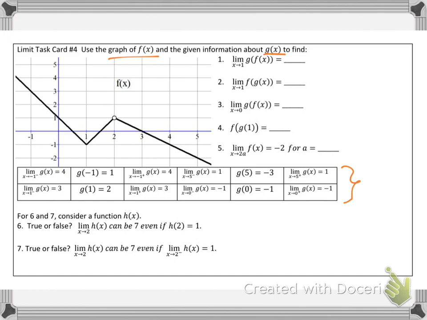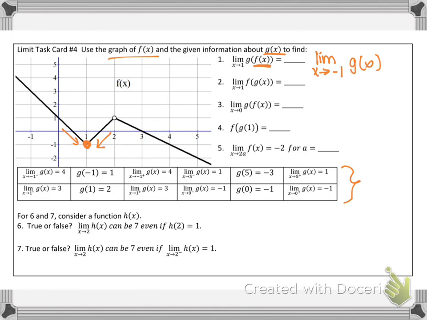We want to find the limit as x approaches 1 of g of f of x. I'm going to go inside first and find the limit as x approaches 1 of f of x. I'm going to highlight that on the graph. The limit as x approaches 1 of f of x is negative 1. And then I'm going to find the limit as x approaches negative 1 of g of x.